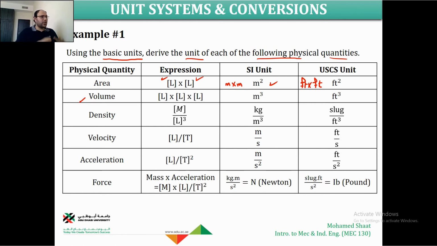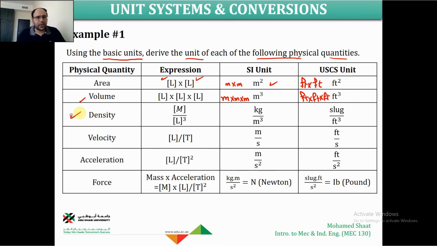So we're going to say that the volume in general can be formed as a multiplication of three lengths. So in the metric system or the SI system, the length is measured in meter, so the multiplication of 3 meters gives meter cube. So the base unit for the volume in the SI system is meter cube. For the US system, it will be foot times foot times foot, 3 times. This is gonna give us foot cube.